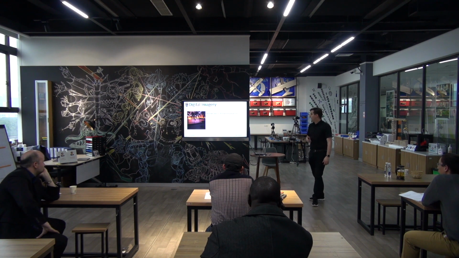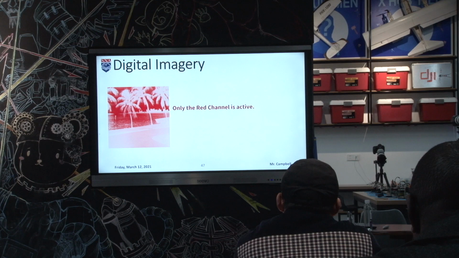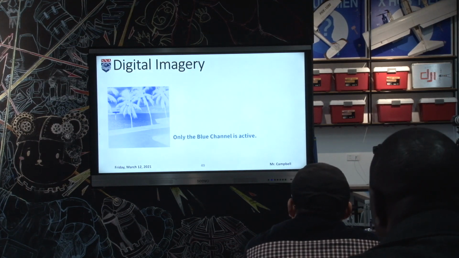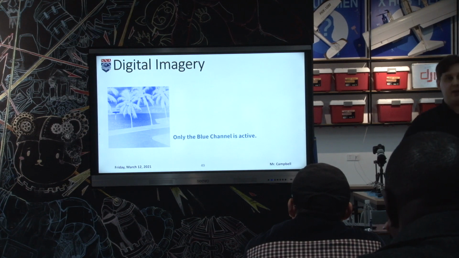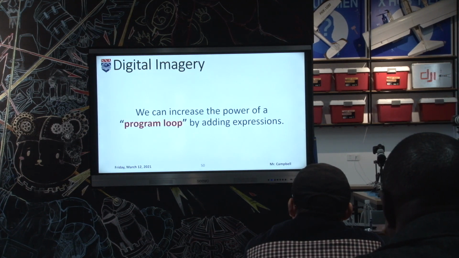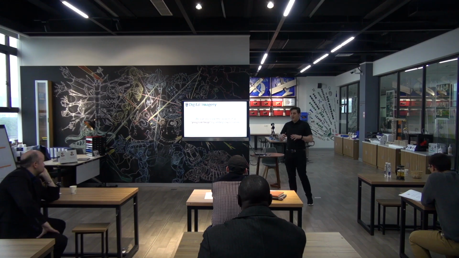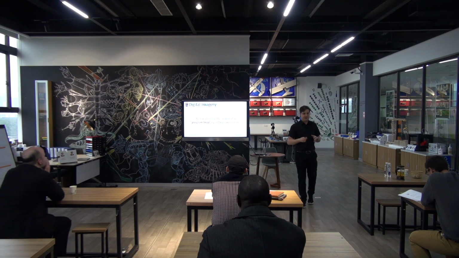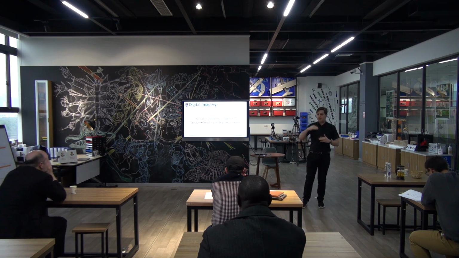So if we take a look at this image, we have red, green, and blue channels all active. We could isolate the red channel, the green channel, or the blue channel to analyze the different levels of colors throughout the image. Now we can increase the power of this loop by adding some expressions. So each step we're going to be building up the program, making it a little bit more sophisticated.